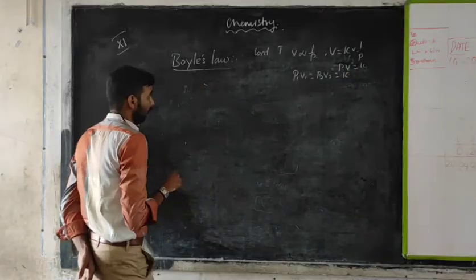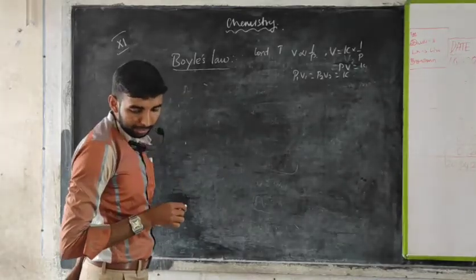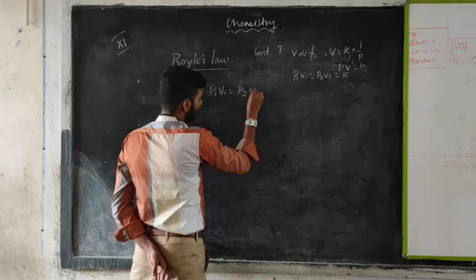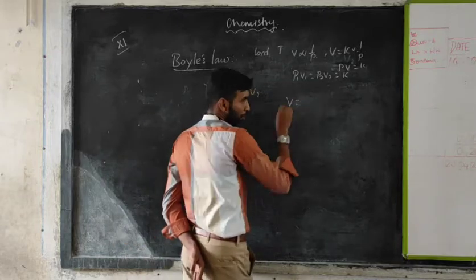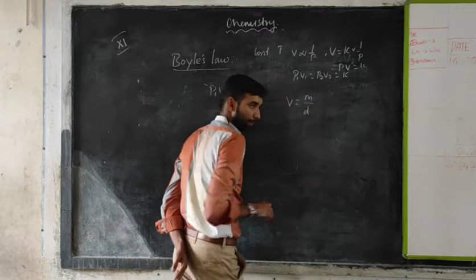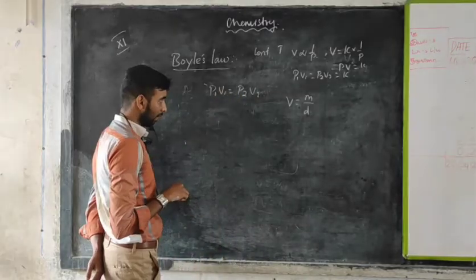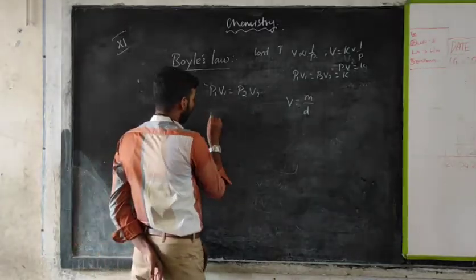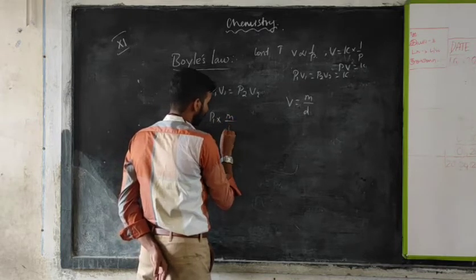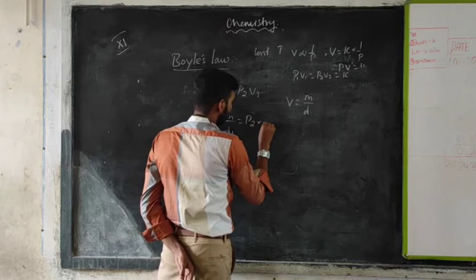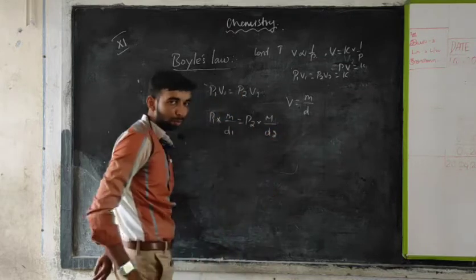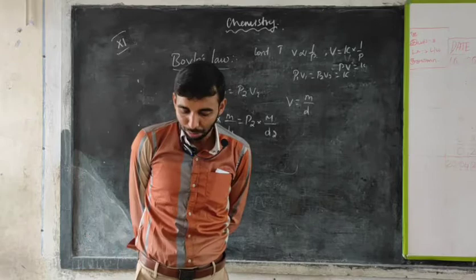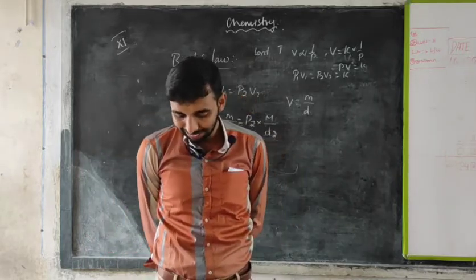If you derive the relationship between pressure and density, the formula will be P1 V1 equal to P2 V2. Here, V is nothing but mass divided by density. The mass of both gases is the same. We can apply this formula: P1 into m divided by d1 equal to P2 into m divided by d2. Here m is the mass, and d1 and d2 are the densities of the gases at pressures P1 and P2.